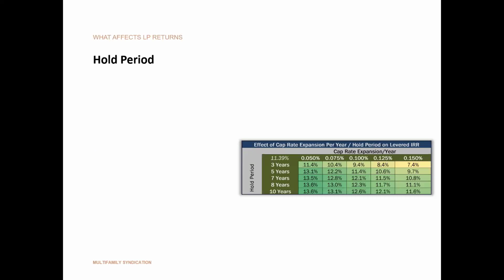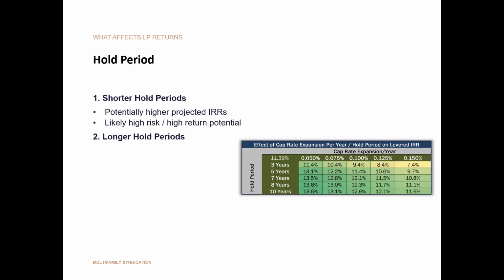Some of the things that are going to vastly impact the LP returns are things like the hold period. A shorter hold period may have potentially higher projected IRRs, likely going to be higher risk, and maybe higher return potential, versus a longer hold period, which could be potentially more cash on cash focused and not as dependent on market conditions. You could ride through a recession in this scenario, potentially. But this is something that you're going to want to see from your sponsors. Scenario analysis: how these numbers are impacted as cap rate expansion occurs year over year, and how many years we hold on to this investment. How does that impact our returns?